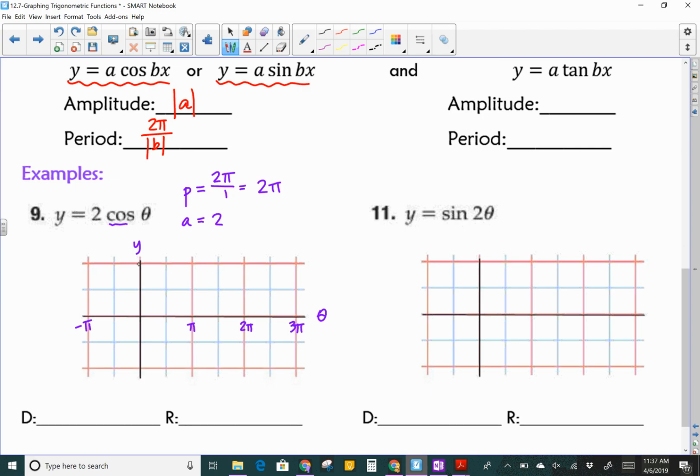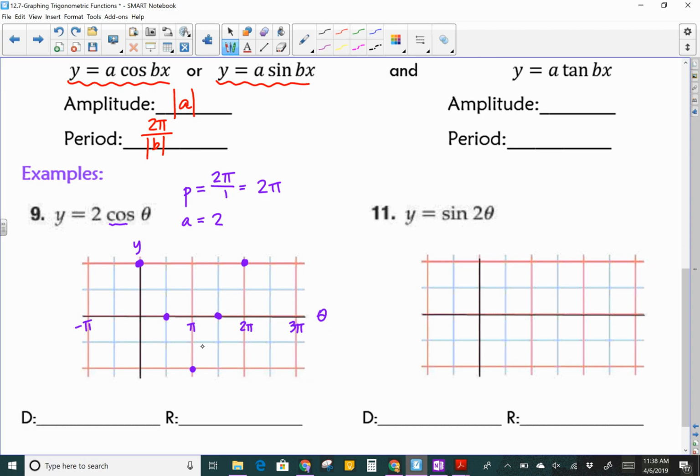My max in this case is 2. So I'm starting at 2. I'm going to go to the end of my period, and this kind of helps me not get lost in all these tick marks and be consistent. Halfway between the two maxes is a min, and halfway between each max and min is a 0.